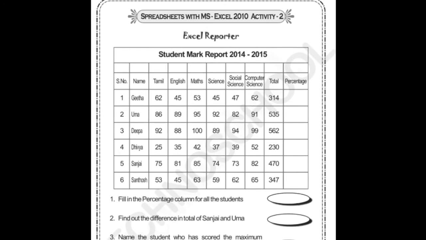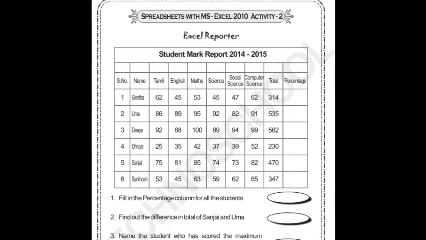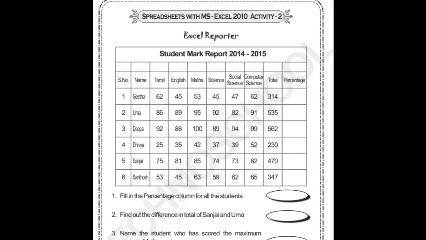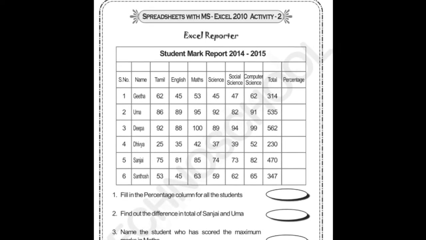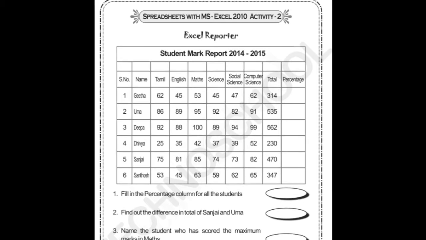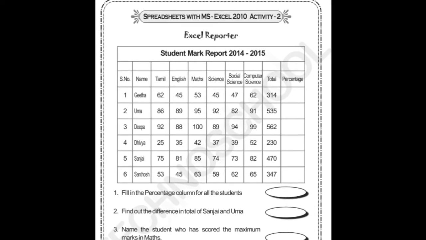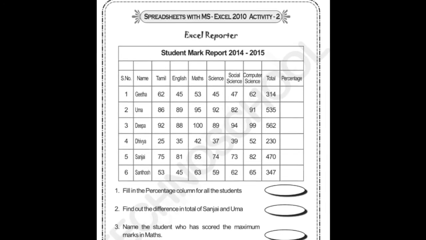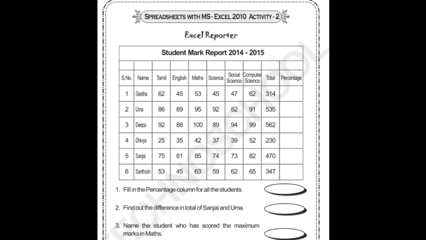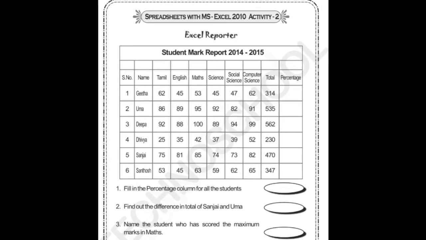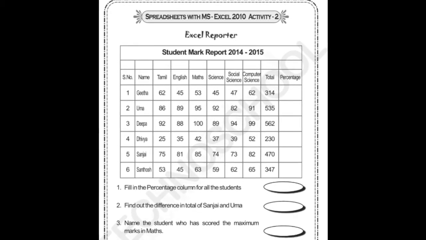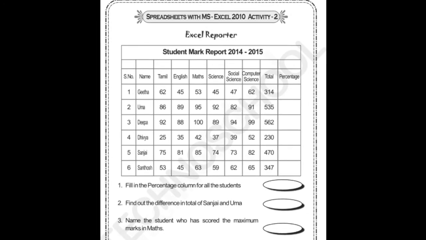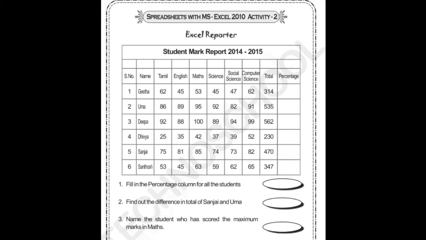So you have to find the percentage of marks for all the students and fill it in. Fill the blank boxes by calculating the total of marks divided by the number of subjects, 5, multiplied by 100. The first question's answer you know, and the other questions are also simple. They are asking for some comparison of data, and we have to find some values. So this is the activity you have to do.